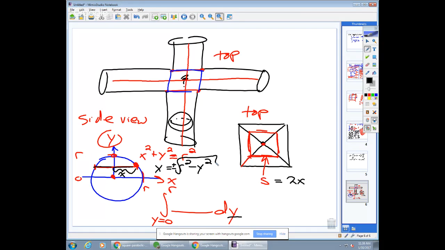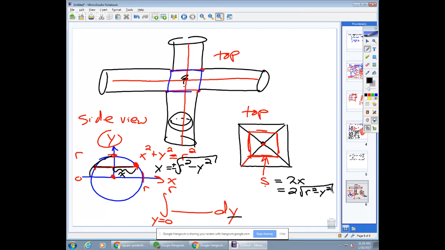Okay, so we're making progress. We're building our cross section. And I mentioned before, that's the hard part, visualizing it, building it. Okay, let's see, where are we? We know that the side length is going to be 2x, and we know x is that. So now I know that s is twice these square roots. And again, the minus would be that side over there. So I'm going to have 2 square root of r squared minus y squared.